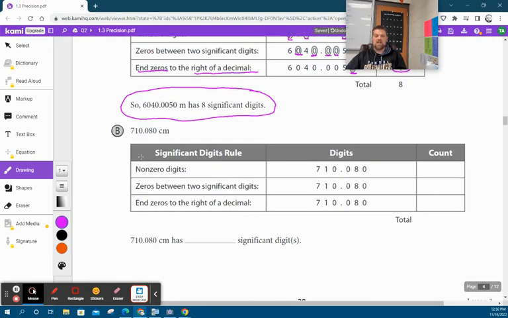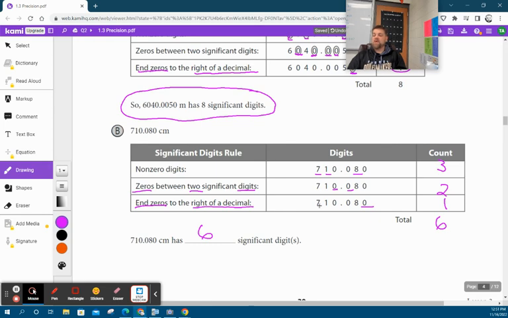Now let's do one on our own. How many non-zeros? Well, I see 1, 2, 3, right? How many zeros that are trapped between 2 significant digits? 2. There's this one and this one. Yep, that's 2. How many zeros to the right of the decimal? Just 1. What's 3 plus 2 plus 1? 6. So this has 6 significant digits.